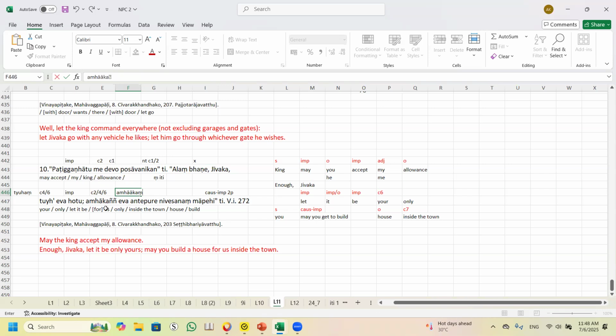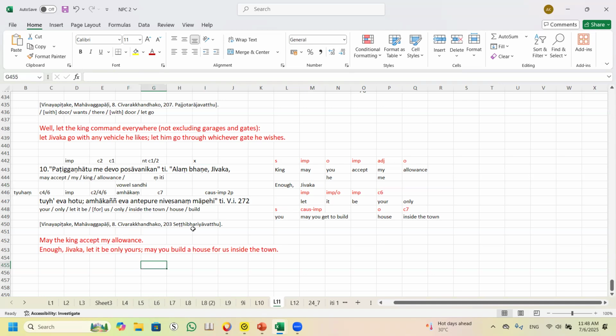This is the word Amhakang. That means this is dative plural for us, because of the power. This is the power Sandi. And this one becomes these two, the vowel sandi. This is a vowel sandi, becoming like that. Okay, vowel sandi. So that's for us.